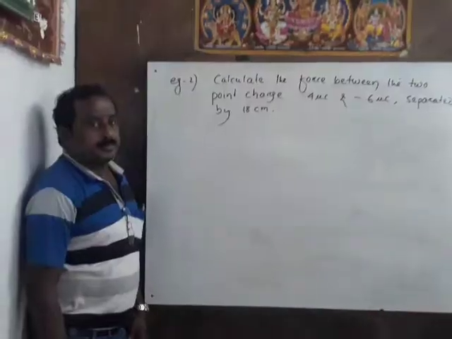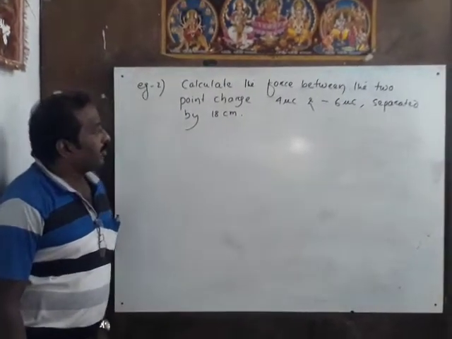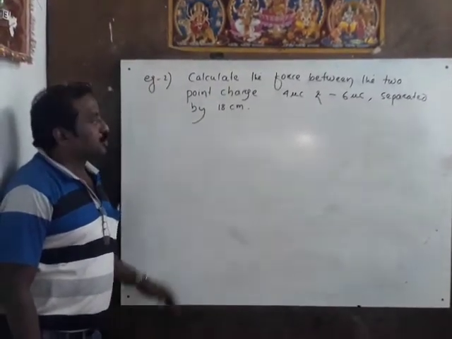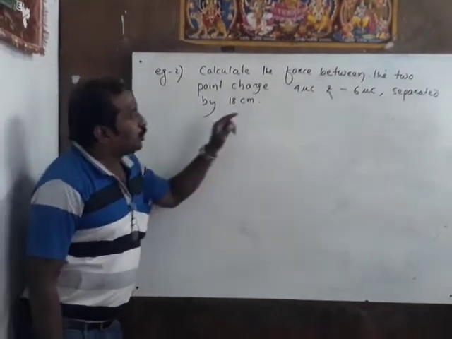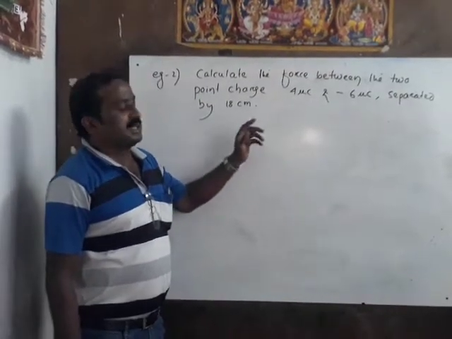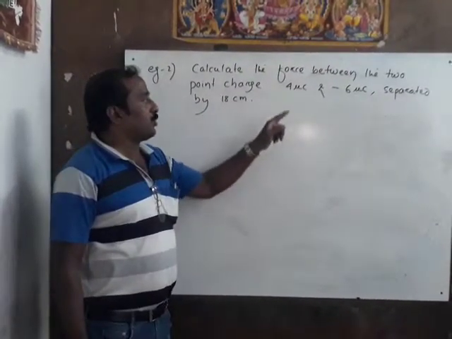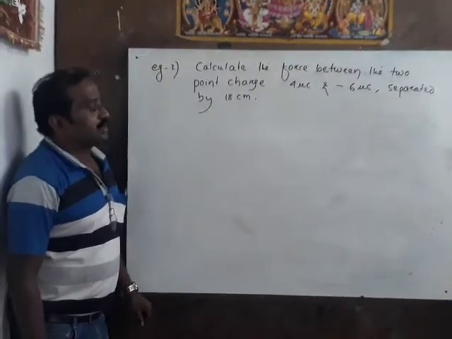Pause here. So in the example 1, we have used the 2 point charges as positive point charges. Now let's take another example where the 2 point charges are unlike charges. Let's say one is plus 4 microcoulomb and the other one is minus 6 microcoulomb.